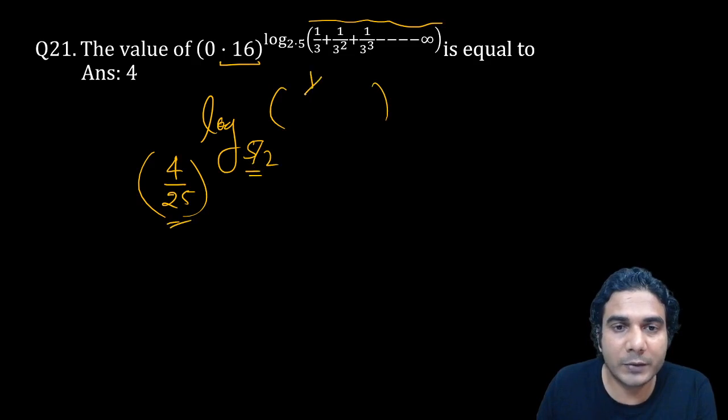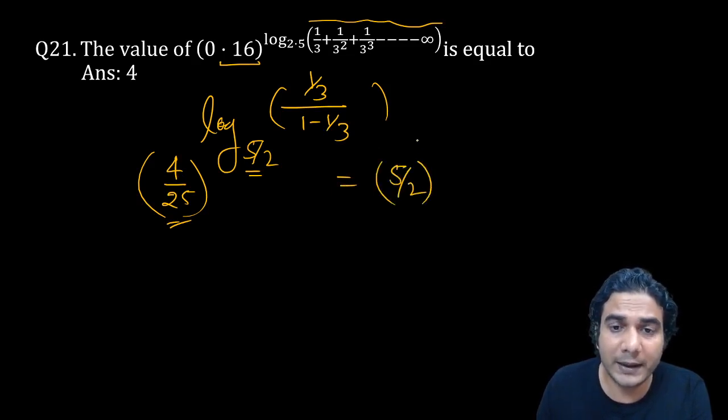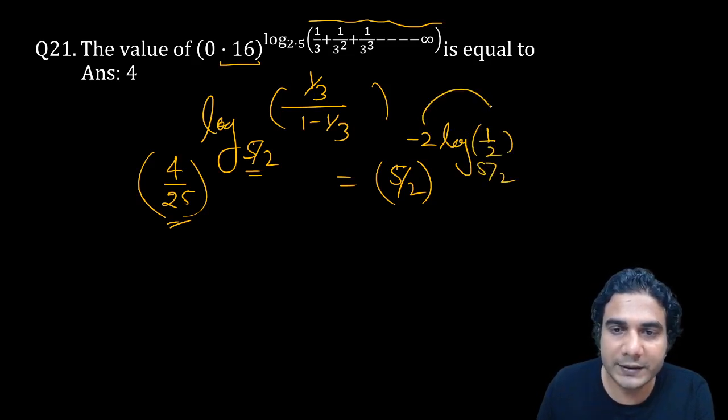And let's write the sum of this series: 1 by 3 upon 1 minus 1 by 3. It's a GP, simple GP. This you can write in terms of 5 by 2, so you need to write 5 by 2 to the power minus 2. All right, so minus 2 will be there. Log of what is this sum? This sum is going to be 1 by 3 upon 2 by 3, so it is going to be 1 by 2. And this is 5 by 2. Just take minus 2 here.